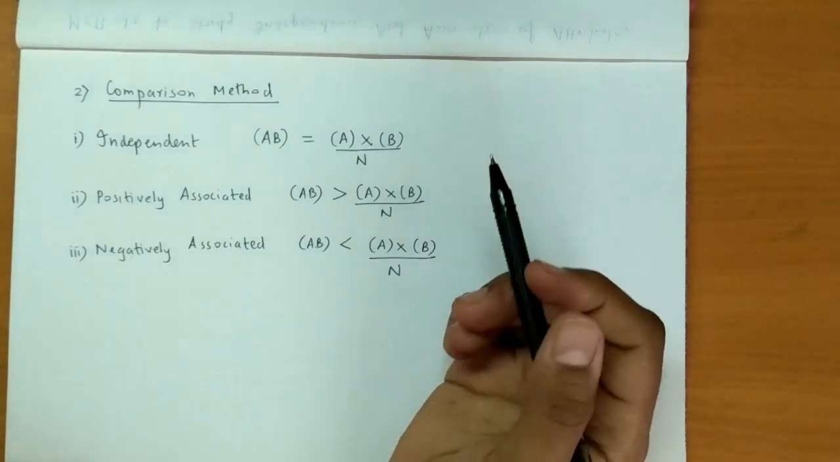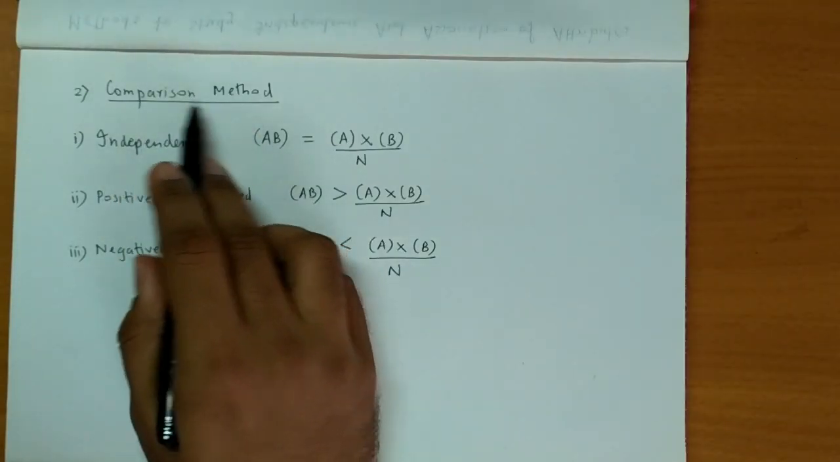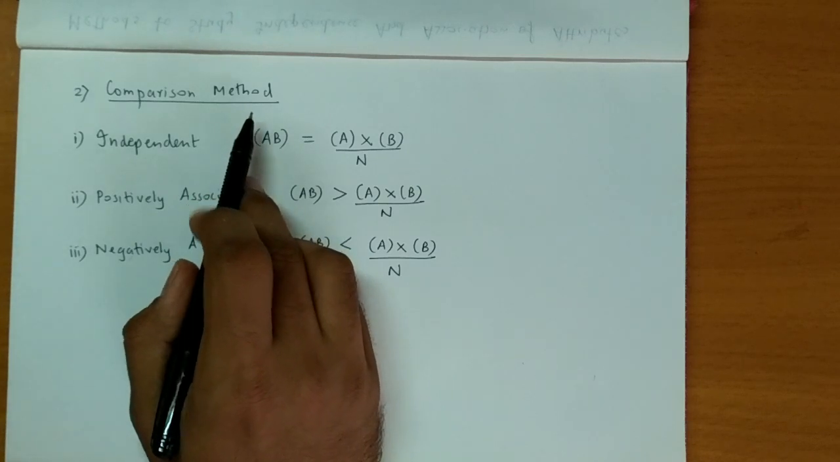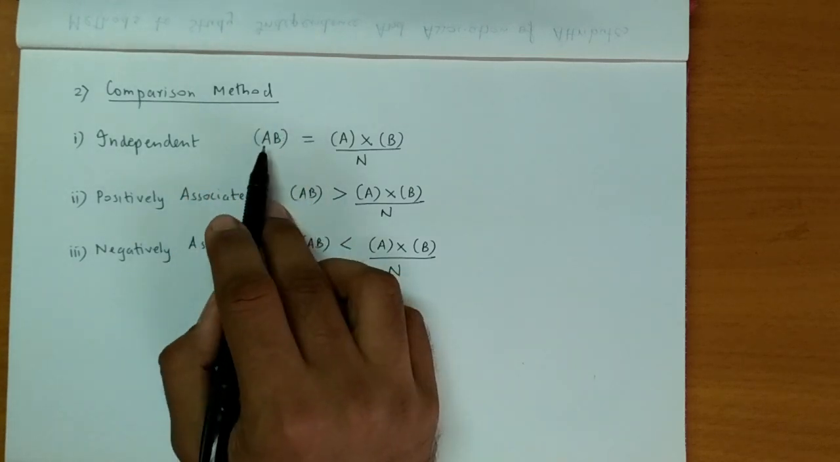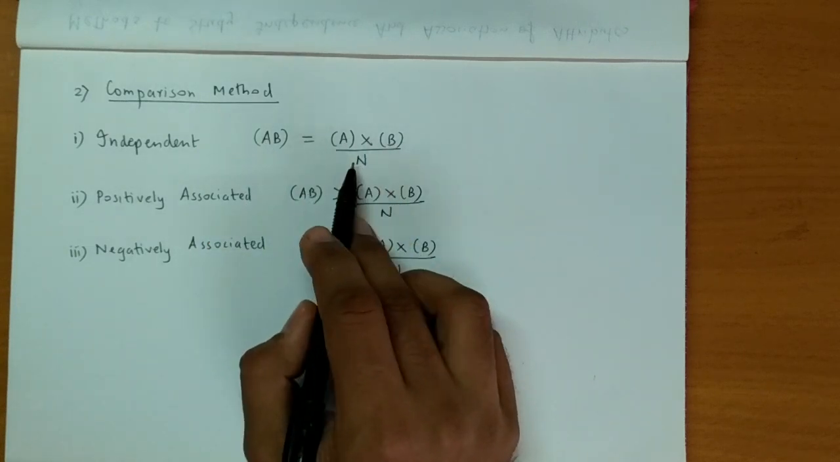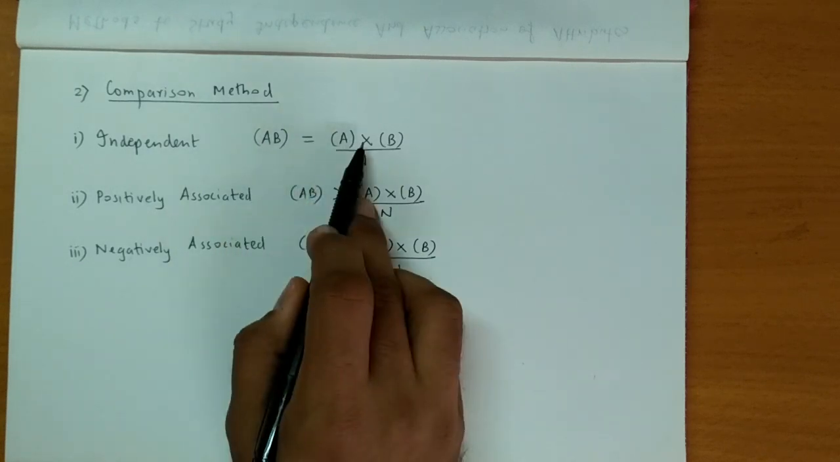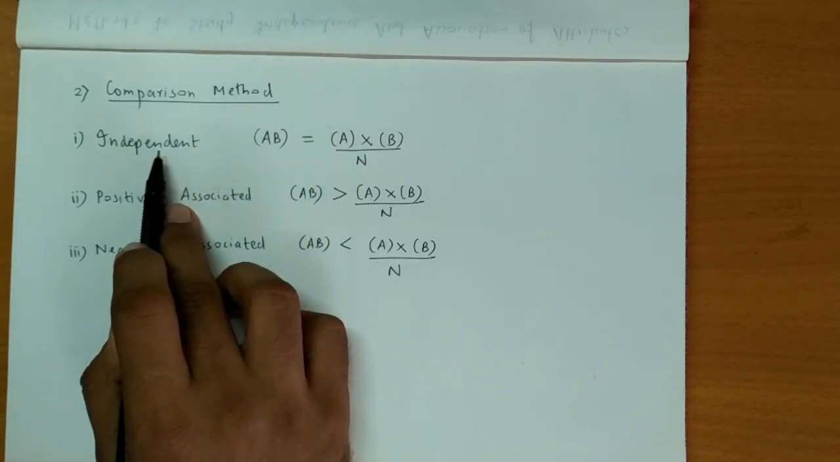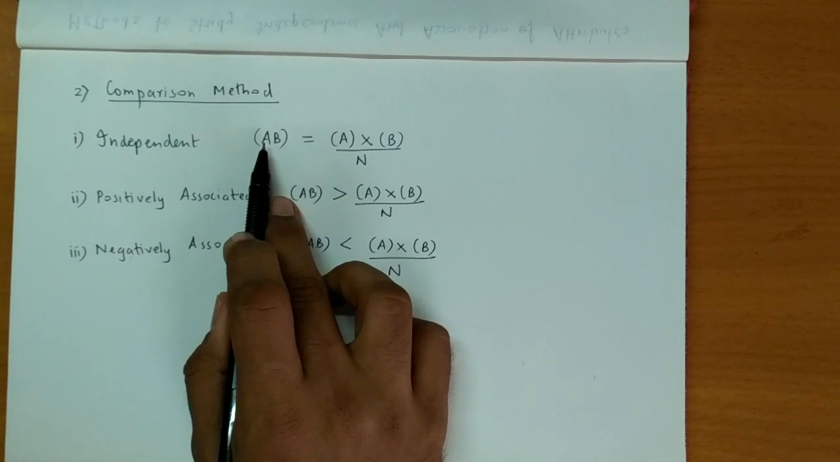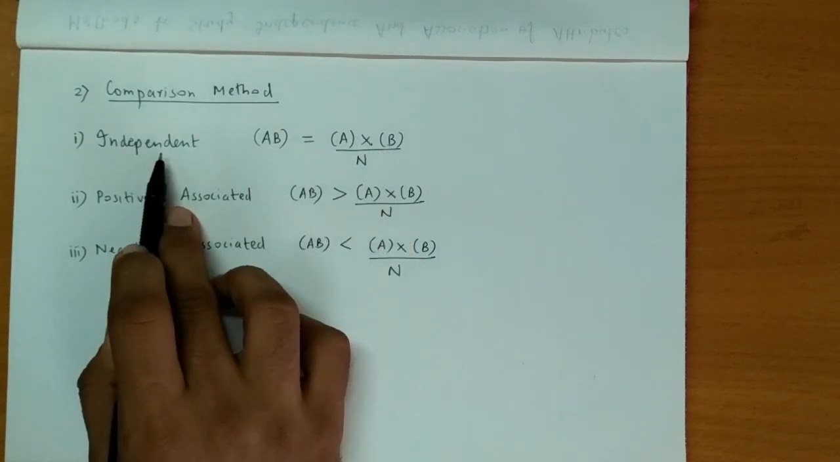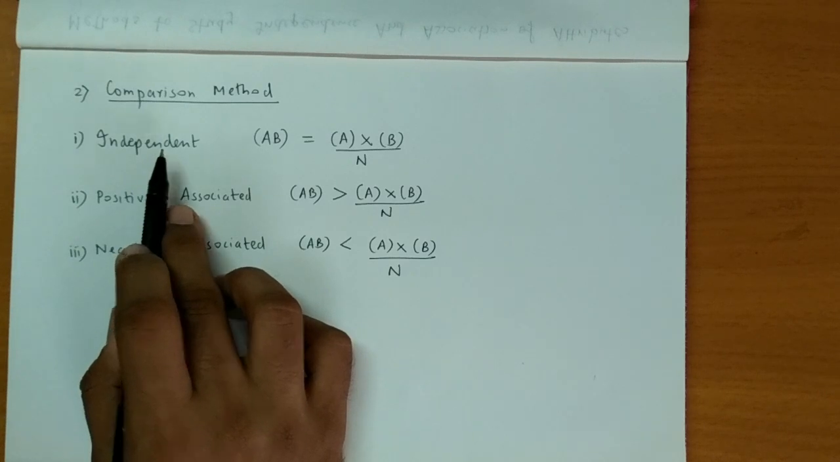Okay, now the second method is the comparison method. So दूसरा method है comparison method. अब इसमें आप compare करेंगे A B को, right? किसके साथ? A into B upon N के साथ. So अगर ये दोनों values equal आ गई then we say the attributes are independent. So if AB equals A into B upon N, then we say the attributes are independent.